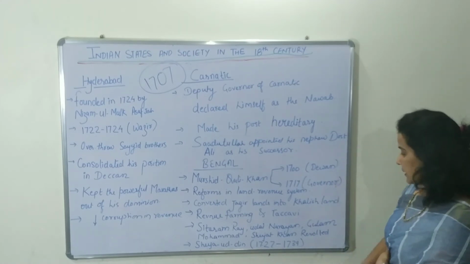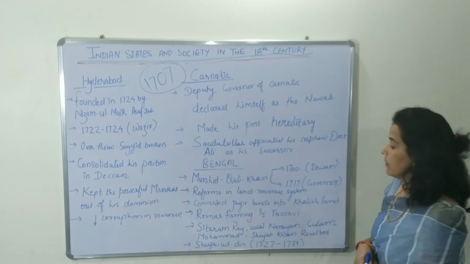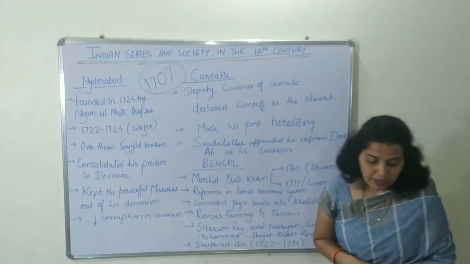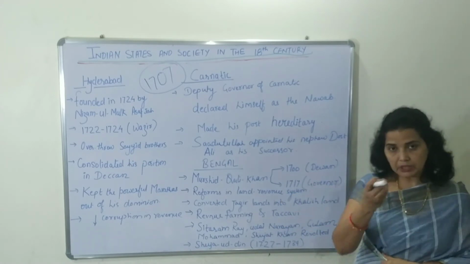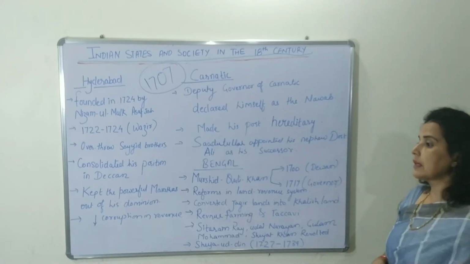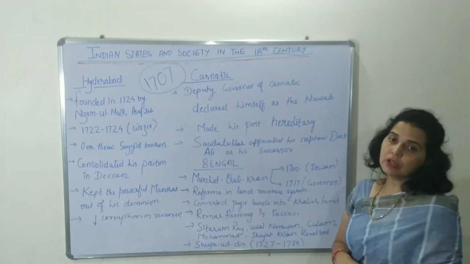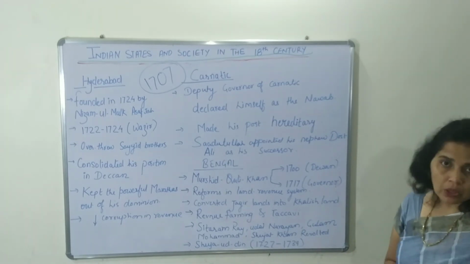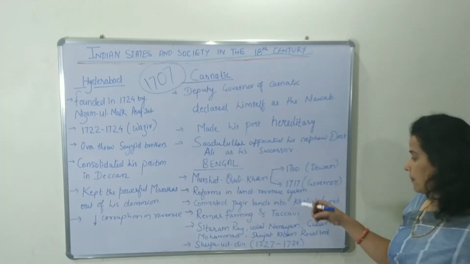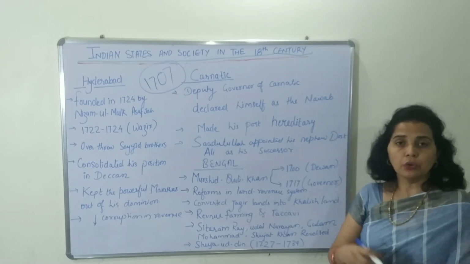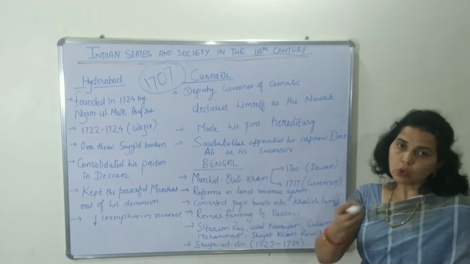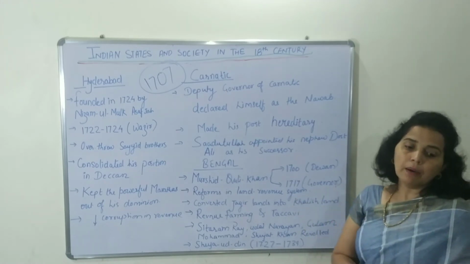Now, as well, he introduced Takavi. What was Takavi? It could be asked in 3 markers, or in a small question in the PT also. What was Takavi? Takavi was an agricultural loan, okay, that was given by the ruler, or you can say the king, to those peasants or farmers who were in need of money.